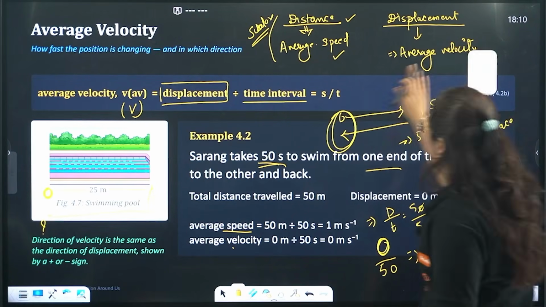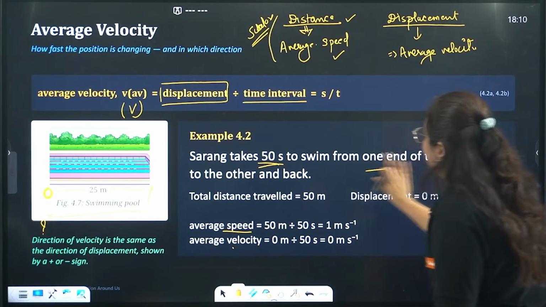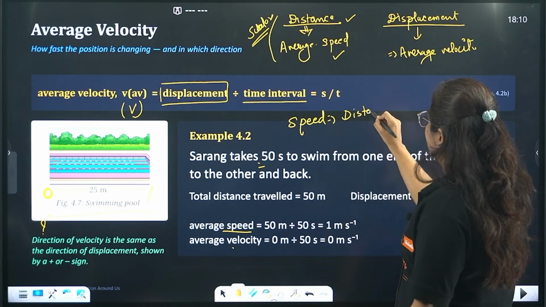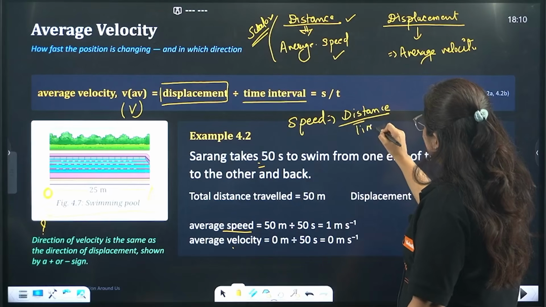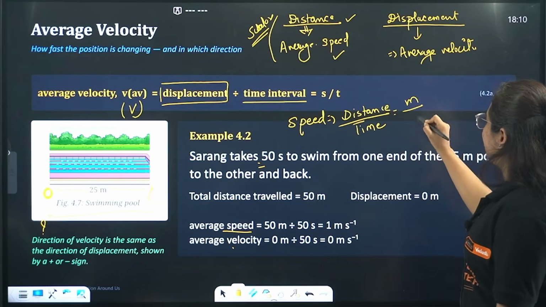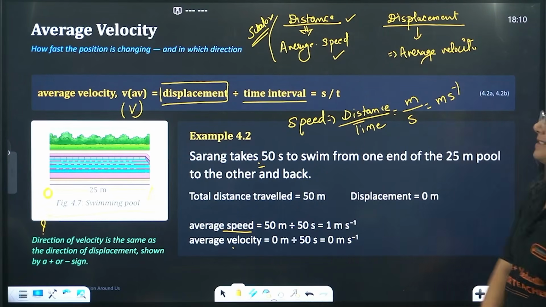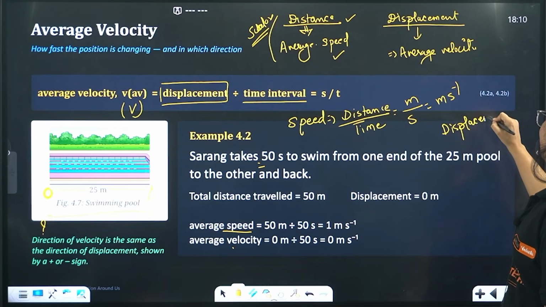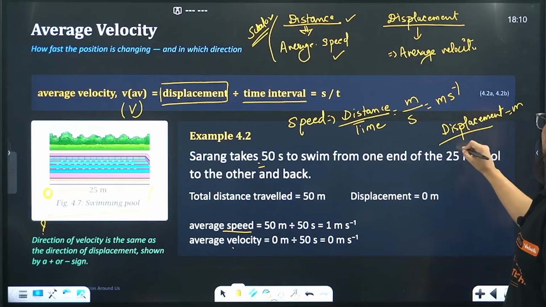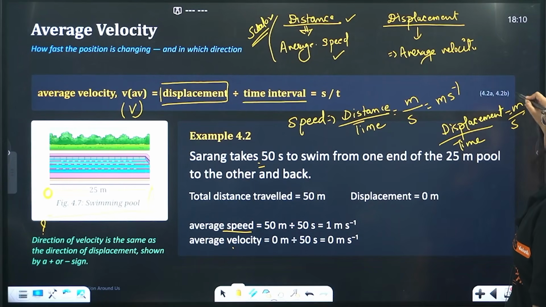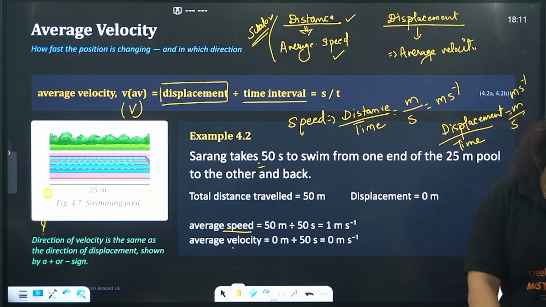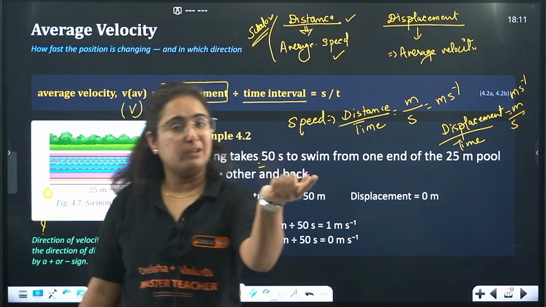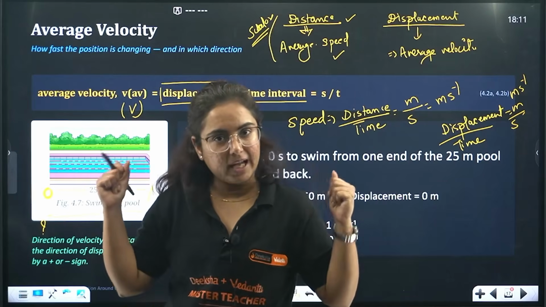Why are we writing velocity and speed in meter per second, beta? When it is speed, it is distance upon time. Now distance is calculated in meters, time in seconds, so it becomes meter per second. The same goes for displacement. Displacement is also measured in meters and time in seconds, and it will be meter per second. The question can come as kilometer and hour also. You have to convert it into meter and second, okay, get it?